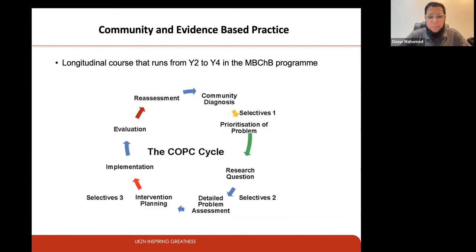and evaluation. So in the 3 years, in selective 1, the students do the first part of undertaking the baseline analysis and developing a prioritization of the problem. In the second year, they develop a protocol, answer a research question by conducting a research project. And in the third year, you actually have the intervention planning.